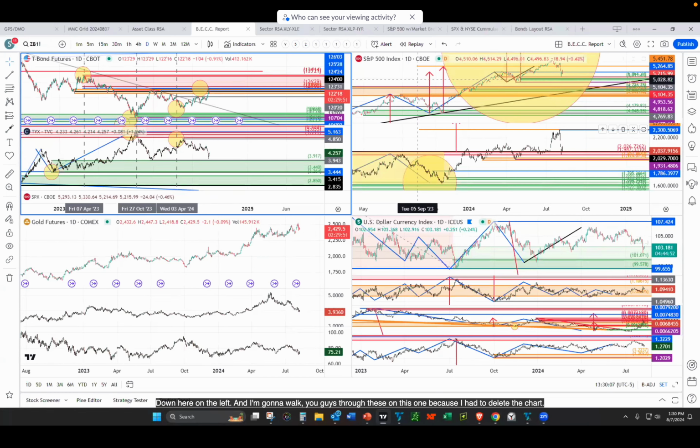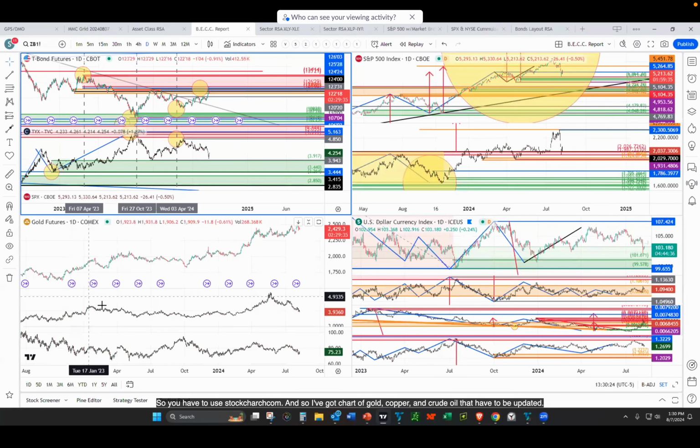Down here on the left, I'm going to walk you guys through these on this one because I had to delete the chart because the commodity CRB index on TradingView for some reason hasn't been updating since June. So you have to use stockcharts.com.